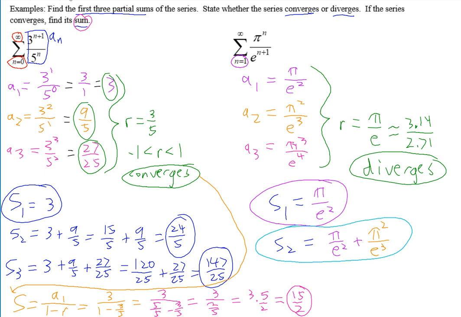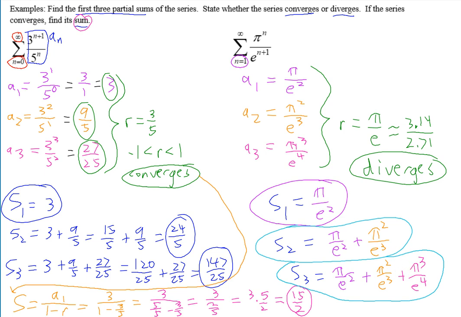And the third partial sum would be the sum of the first 3 terms. So pi over e squared plus pi squared over e cubed, and then our third term, plus pi cubed over e to the fourth. And again, you could get a common denominator of e to the fourth here, but unlike these where we were able to combine them, it's just going to make it one single fraction that's not necessarily any simpler than this. So either way is fine.